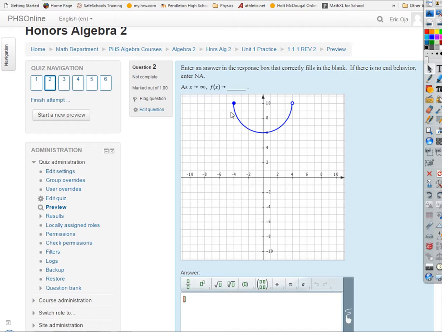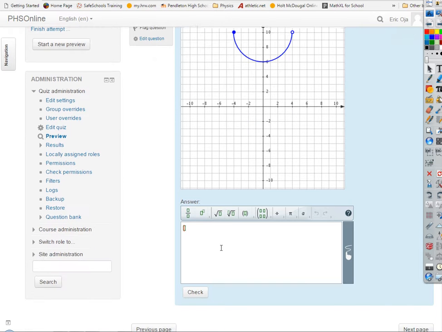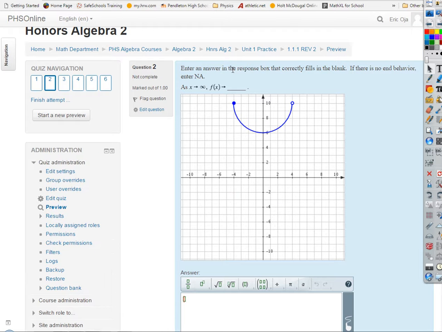Same type of thing here. As x approaches infinity, what does y approach? Well, in this case, as x approaches infinity, the function doesn't exist. The function only exists between x values of -4, including -4, up to but not including x equals +4. And so there is no end behavior. And so the instructions say enter NA in that case.